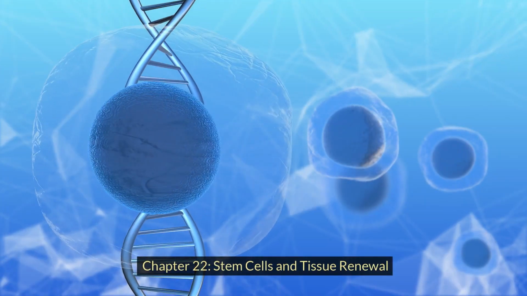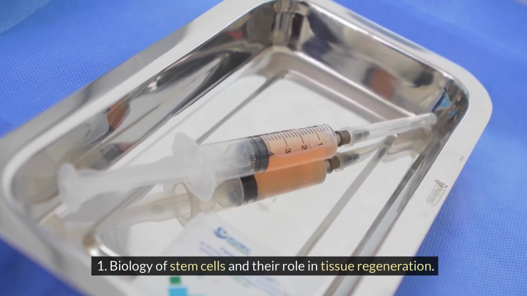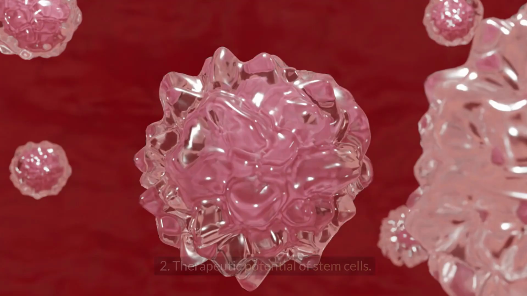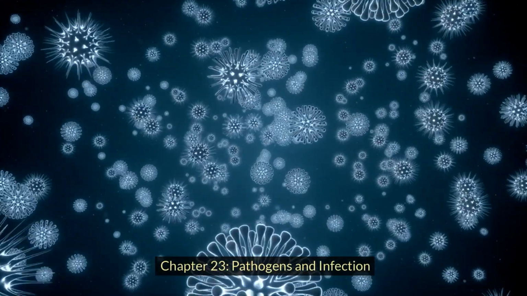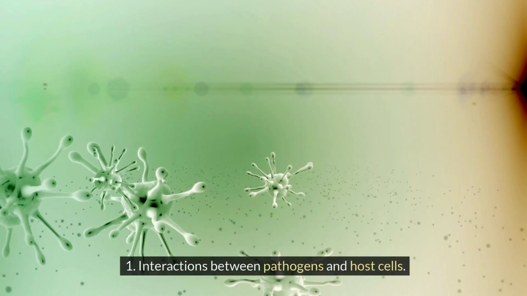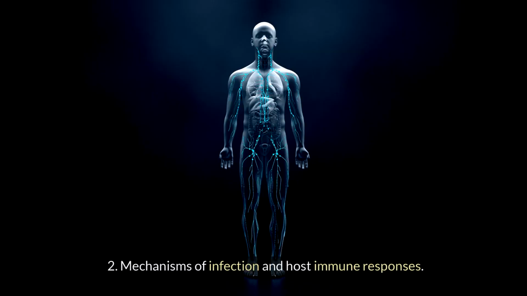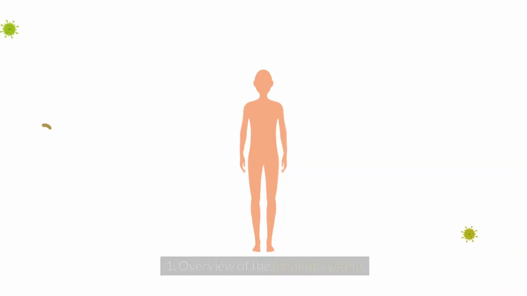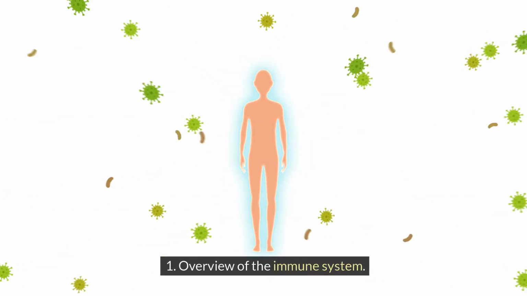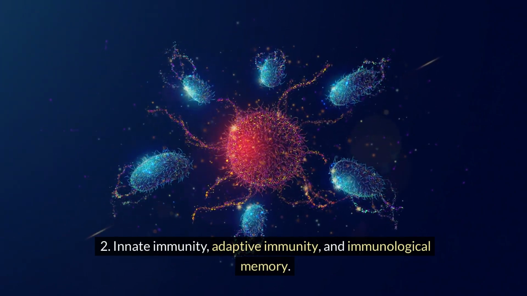Chapter 22. Stem Cells and Tissue Renewal. 1. Biology of stem cells and their role in tissue regeneration. 2. Therapeutic potential of stem cells. Chapter 23. Pathogens and Infection. 1. Interactions between pathogens and host cells. 2. Mechanisms of infection and host immune responses. Chapter 24. The Innate and Adaptive Immune Systems. 1. Overview of the immune system. 2. Innate immunity, adaptive immunity, and immunological memory.